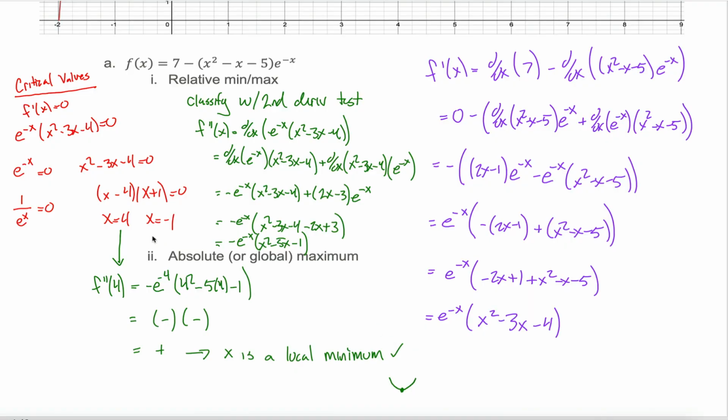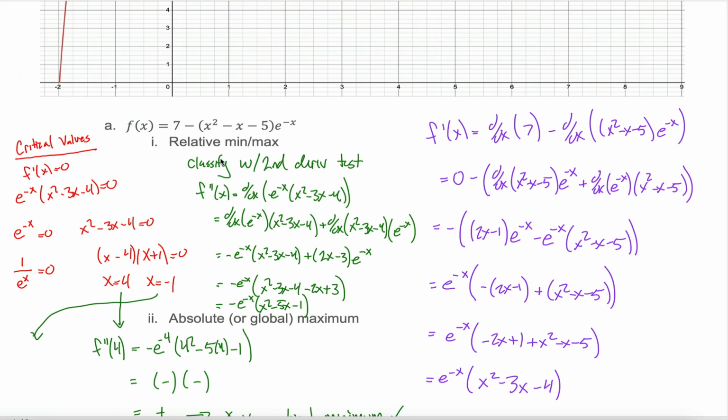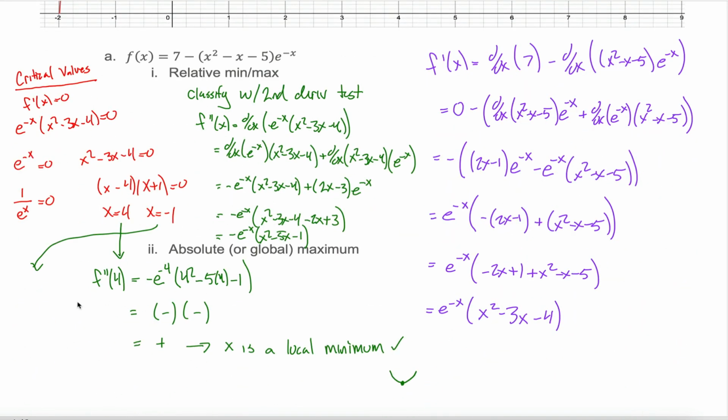I already know what's going to happen when I classify this other critical value, x equals -1, because I have the graph, but we might as well go through the steps. F double prime of -1. Remembering that my second derivative is negative e to the negative x times x squared minus 5x minus 1. The second derivative evaluated at -1 would be the negative of e raised to the negative -1, in other words, the first power, times -1 squared minus 5 times -1 minus 1. -1 squared is +1. -5 times -1 is +5. So I got 1 plus 5 minus 1.